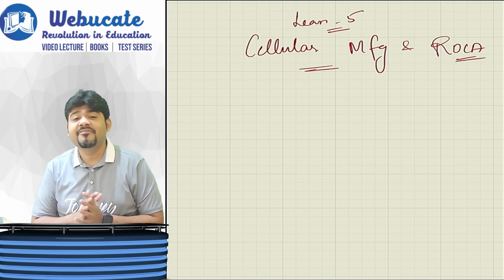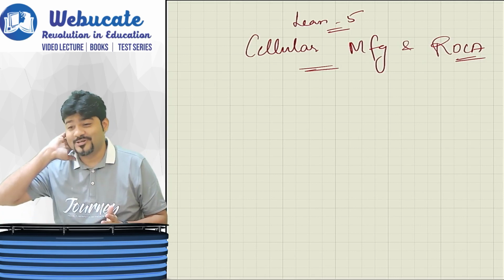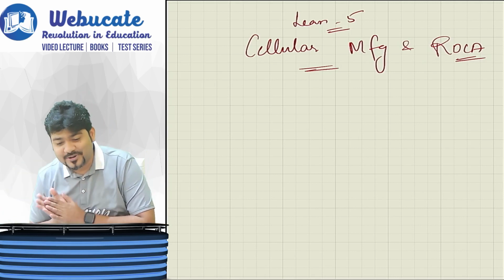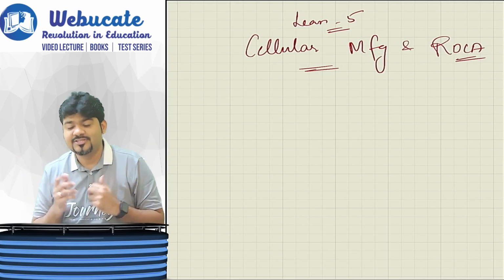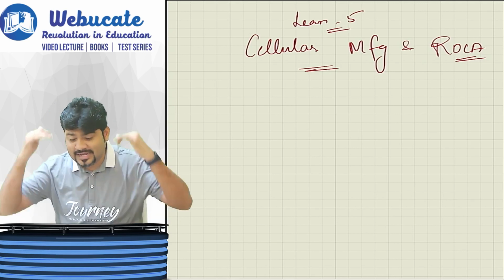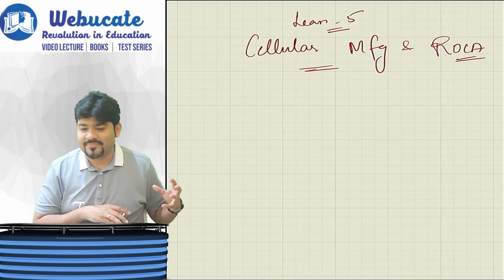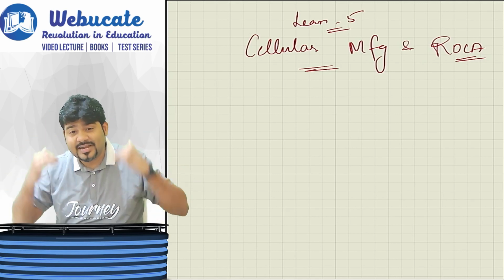And now we have Lean 5. But Lean 4 was also there. Lean 4 was on total productive maintenance. There is no machine breakdown of any sort, as a result of which waiting time was reduced. So TPM focused on reducing the waiting time.